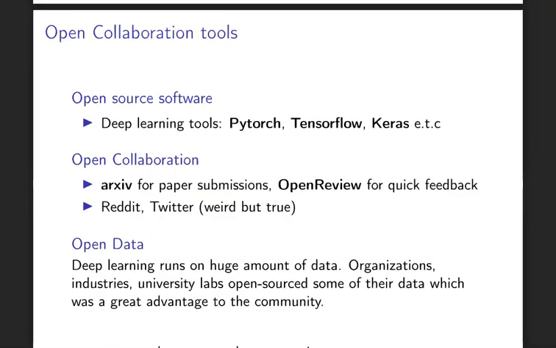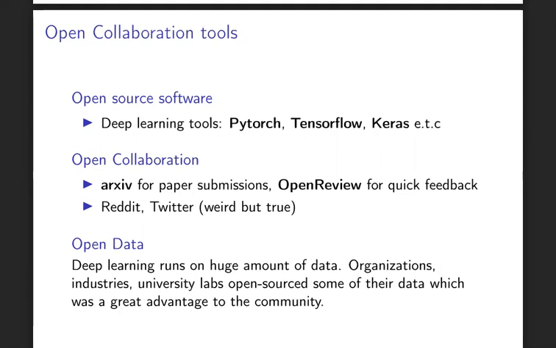You also have the open collaboration tools, and I'm going to be very fast now. We have open source software: PyTorch, TensorFlow, Keras. All these are open source, and it makes contributions much easier. Before, people were just keeping things to themselves, so there was no quick feedback. Take TensorFlow: Google developed it internally earlier on, and there were lots of things they couldn't fix until it went open source, and now they have TensorFlow 2.0. Having open source software actually helped.